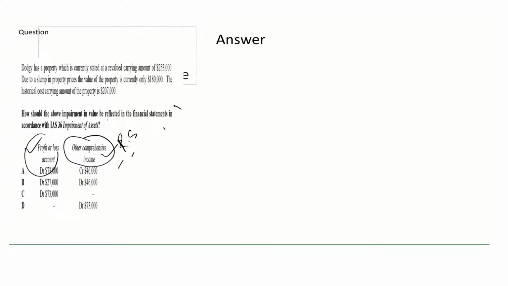Now the profit and loss account, as you remember, all the impairment loss will directly go to the profit and loss account. So the question is how the above impairment in value should be reflected in the financial statements in accordance with IAS 36 Impairment of Assets. Now as you know, the impairment loss which goes to profit and loss account is the difference between recoverable amount and carrying amount. Anyway, your answer will be perfect.